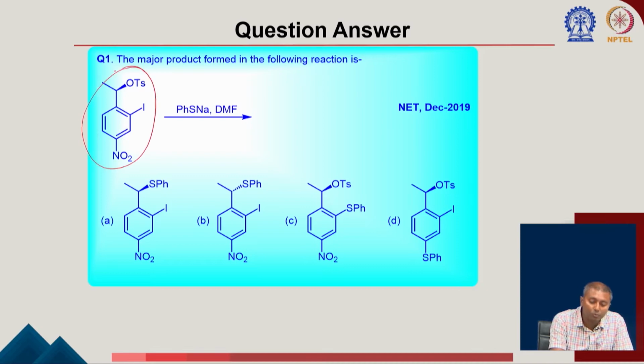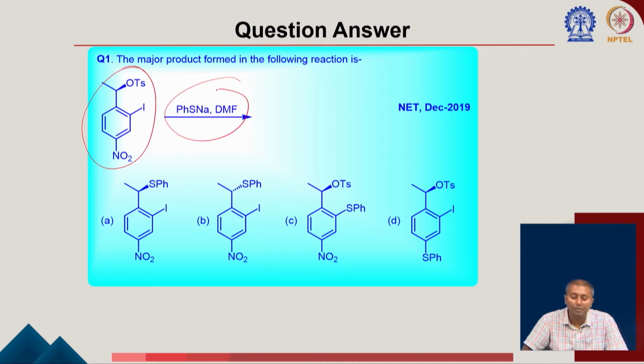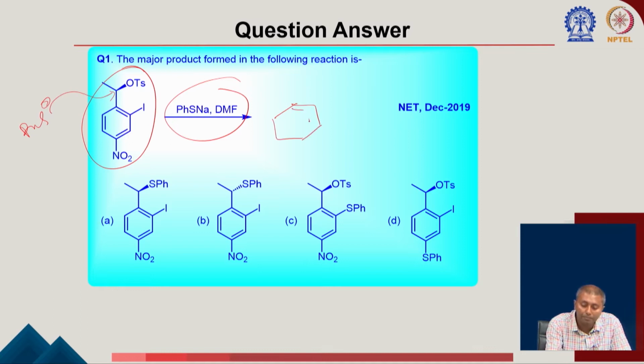and you have an OTs group, using PhSNa in DMF. I think I already discussed that organosulfur reagents are very good nucleophiles, and of course if you have Na, if you have S minus Ph, then that will be an even better nucleophile. This is going to take part in an SN2 reaction, so backside attack is going to take place. So that is going to generate the corresponding product, where you can write SPh.